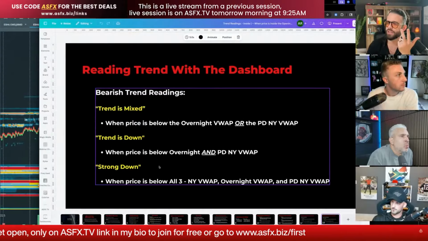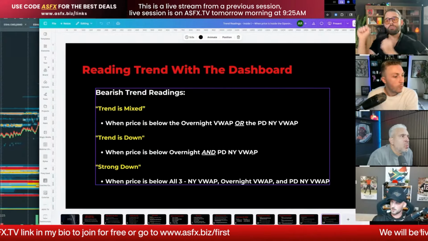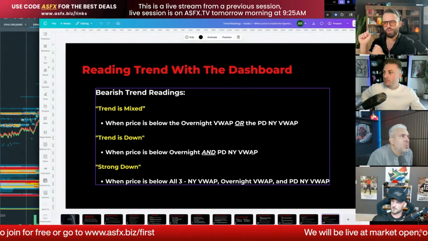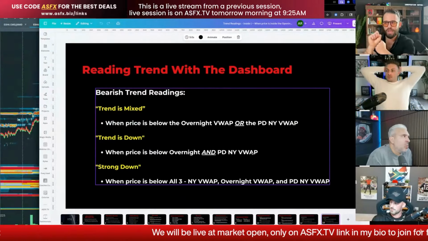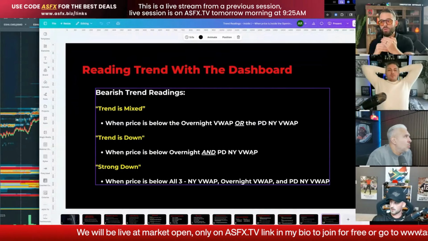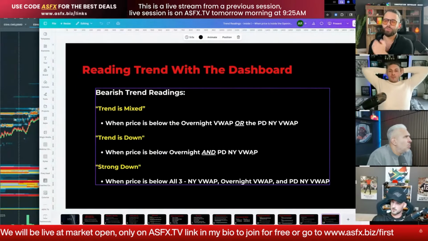So it's three settings. It's basically, is it in between overnight VWAP and previous day VWAP? So it's not above or below both, it's in between them. That's mixed. If it's above both of those, but not above the New York VWAP, it'll be strong up.